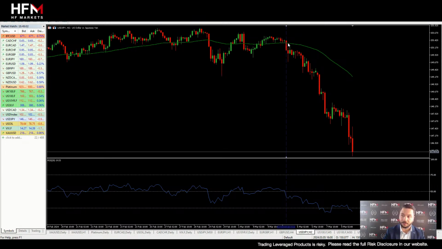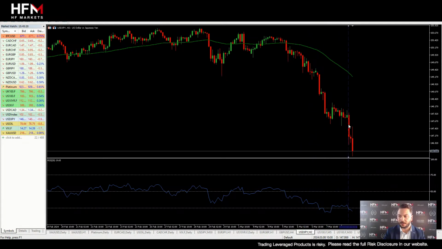Whereas now, ladies and gentlemen, we've definitely got downward price movement. We've got the price trading below the 75 bar exponential moving average, and we're definitely below the neutral on the RSI. So we've been getting indications of downward price movement.